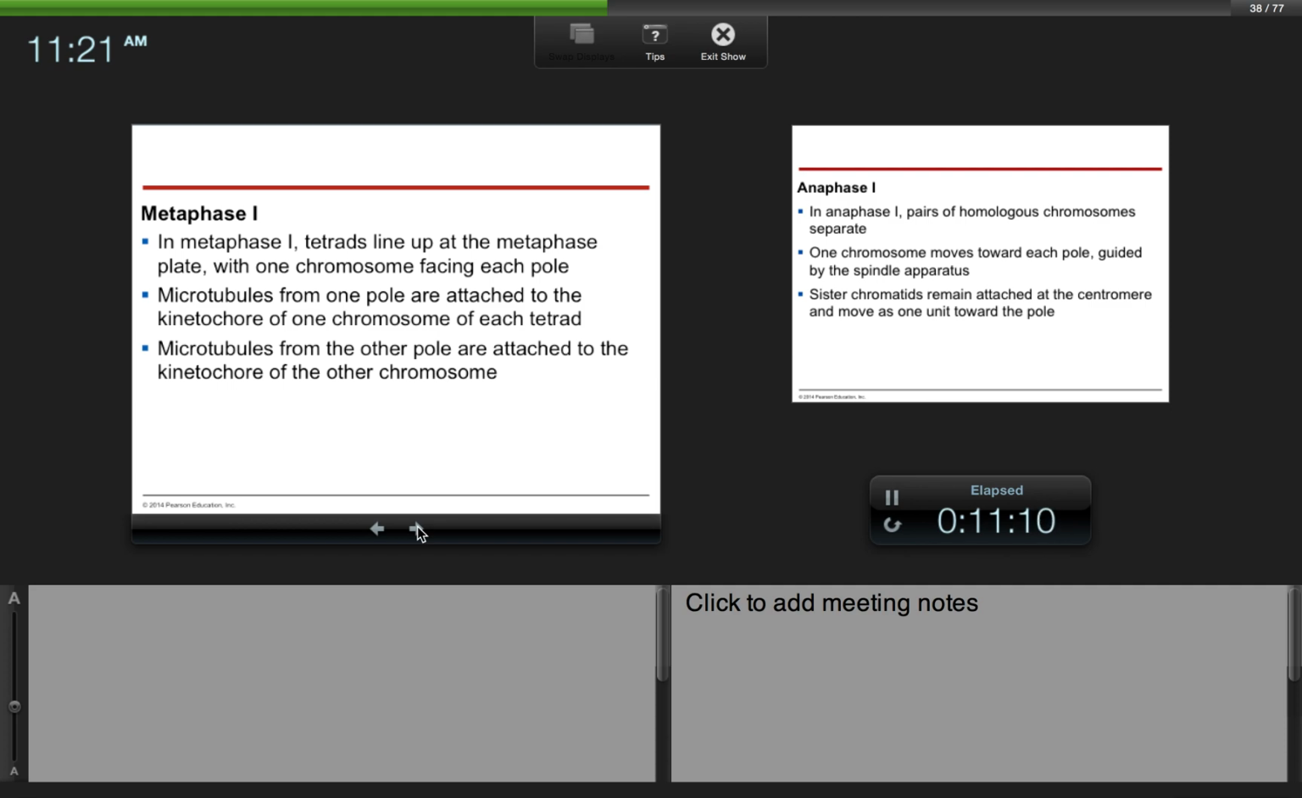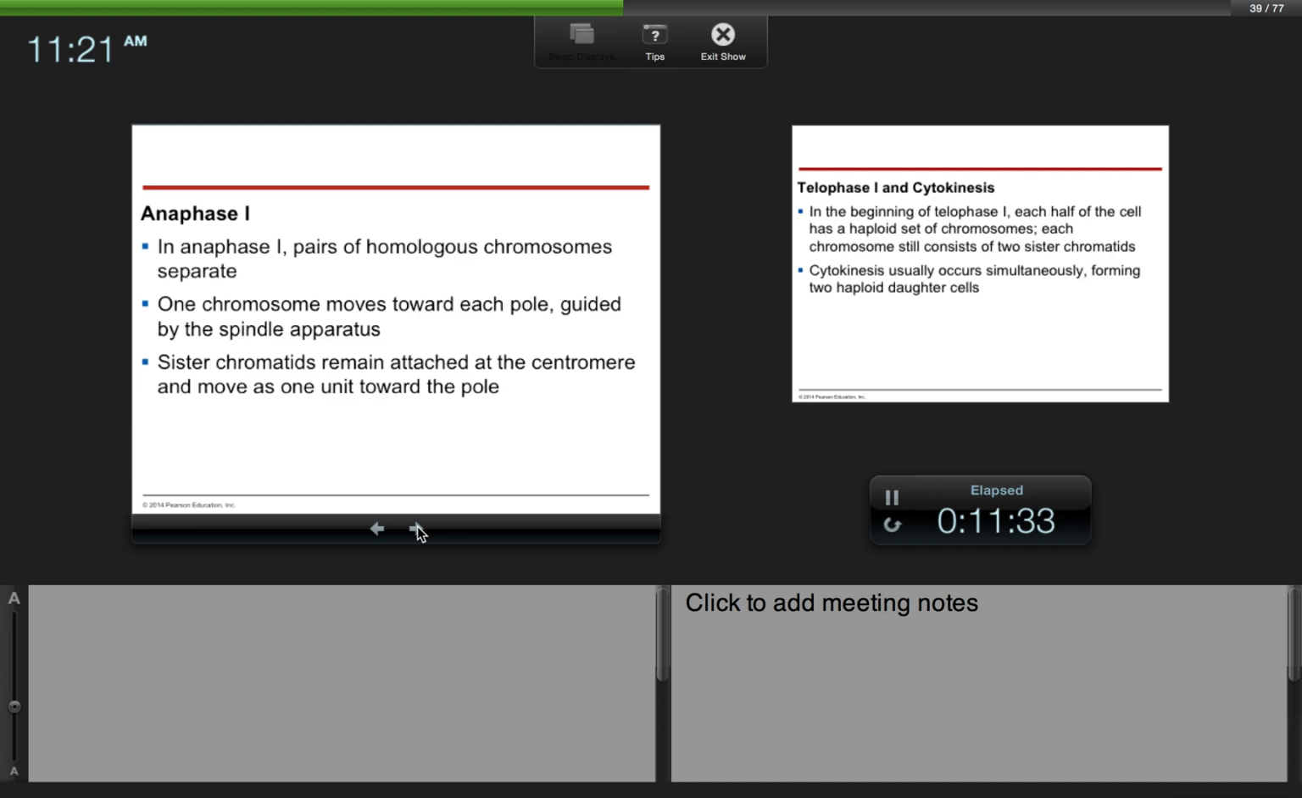They're just going to have different alleles because one's male and one's female. One comes from mom, one comes from dad. Microtubules from one pole are attached to the kinetochore of one chromosome of each tetrad. Microtubules from the other pole are attached to the kinetochore of the other chromosome. So this will allow these microtubules, or spindle fibers, to separate the pairs of homologous chromosomes, which is what happens in anaphase 1. Pairs of homologous chromosomes separate.